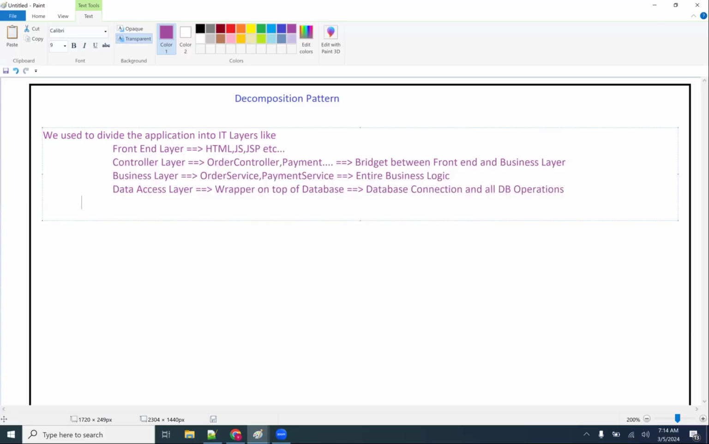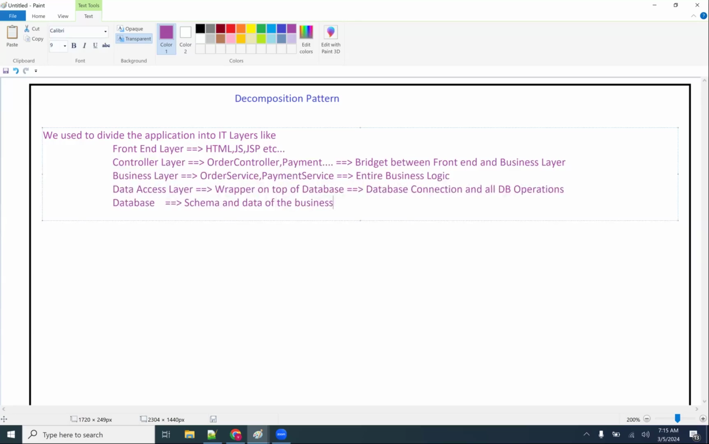Finally, the database, which holds the schema and data of the business. So this is our typical architecture, guys. Why did we used to divide it like this? What is the purpose of dividing like this?